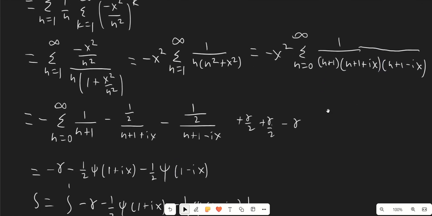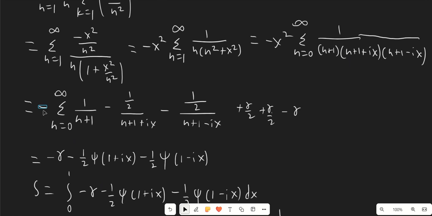Then, doing partial fractions, we actually find that we get negative the sum from n equals 0 to infinity of 1 over n plus 1 plus ix minus 1 half over n plus 1 minus ix. Then what we're going to do is add gamma over 2, add gamma over 2, and subtract gamma.